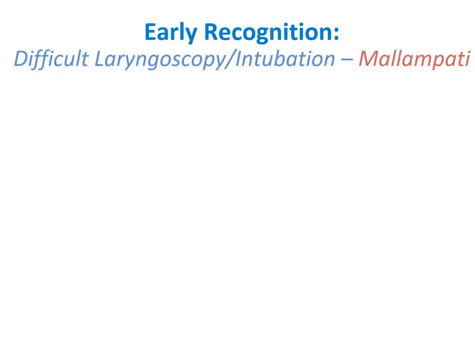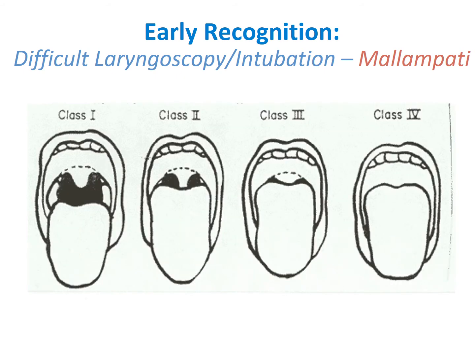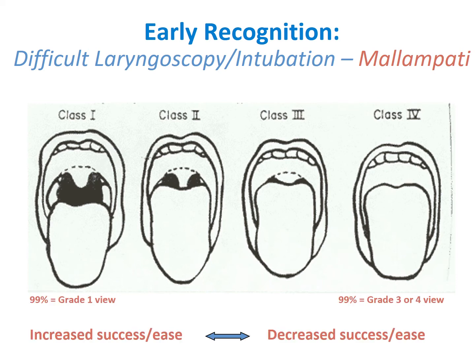We talked about Mallampati. That's something you can do. This is how easy it's going to be to see vocal cords. And again, they range from class 1 on the far left all the way over to class 4 on the right with increasing difficulty. So if I have a grade 1 view or class 1 view, 99% of the time I'm going to be able to get a grade 1 view of the cords. If I have a grade 4 when I ask them to open up their mouth, there's a 99% chance that I'm not going to be able to see much of anything with the cords. And so this tells you basically how easy is it and how successful am I likely to be. Pretty good on the left-hand side with 1s and 2s, and pretty awful on the right-hand side with the 3s and 4s.